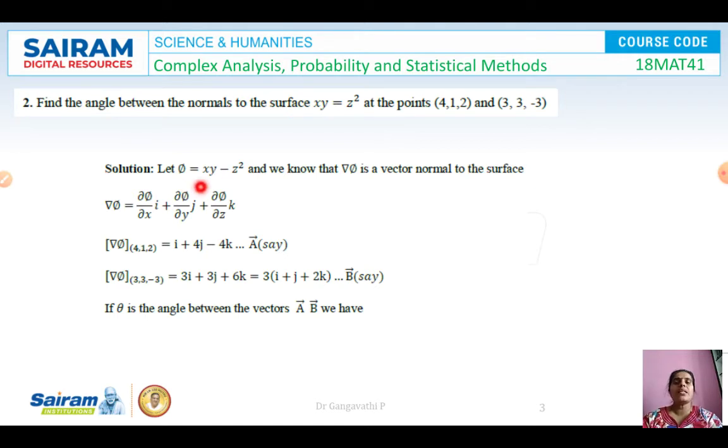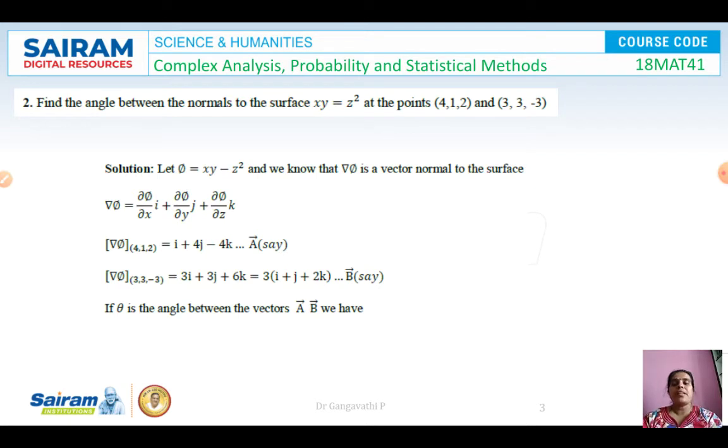So consider the given surface, which is phi is equal to xy minus z square. And we know that grad phi is a vector normal to the surface. This is very well known. So this, as it is, we cannot find the angle. So we are going to convert that to a vector normal by operating grad on it. So grad phi, by the definition of gradient of a scalar function, is dou phi by dou x i, dou phi by dou y j plus dou phi by dou z k cap.